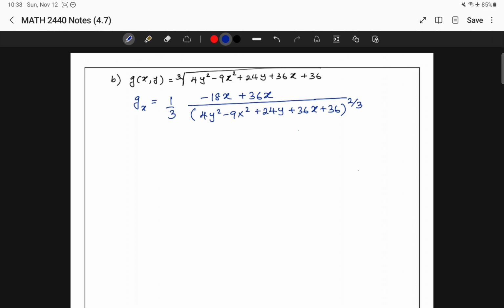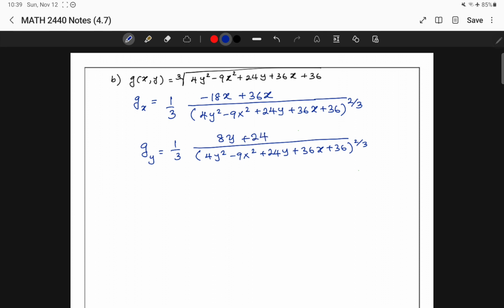Now similarly, you can find the partial derivative with respect to y, and the denominator will be the same. The numerator will be the derivative of the inside with respect to y. It's 8y plus 24. So we found g_x and g_y.